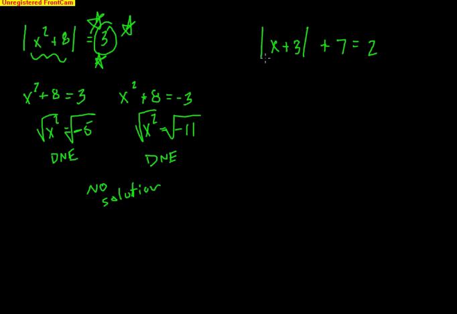So remember, I have to think about this absolute value, but I've got to get it isolated first. I've got to get those absolute value bars by themselves. So this plus 7 has to go. So subtract 7. So I get the absolute value of x plus 3, and 2 minus 7 is negative 5.